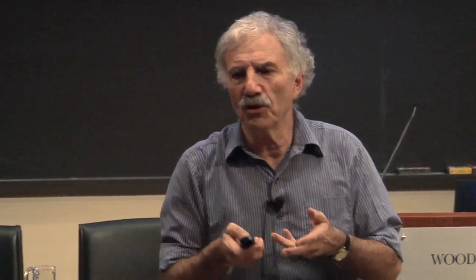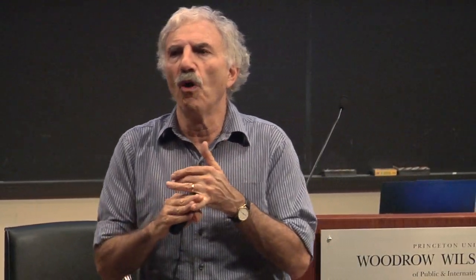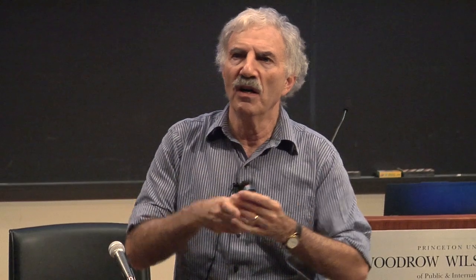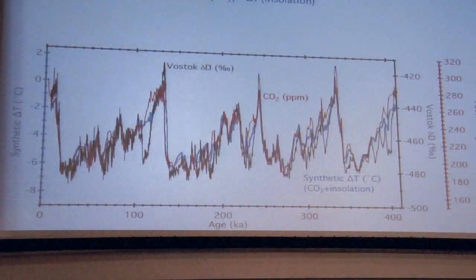So the second supposition in drawing a synthetic Vostok temperature curve is that when summers are warm in the northern hemisphere, Vostok is about 2 degrees warmer than when summers are cold in the northern hemisphere. And then this blue curve is just adding the temperature change due to Earth's orbit to the temperature change due to CO2 to get the total temperature variation of Vostok. And you can see that you get a remarkably good fit to the data.